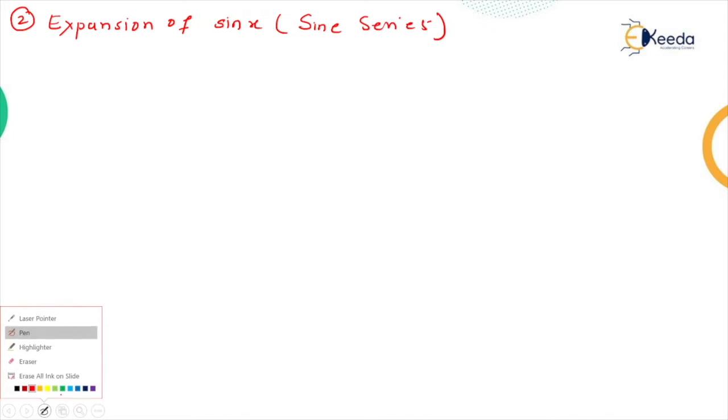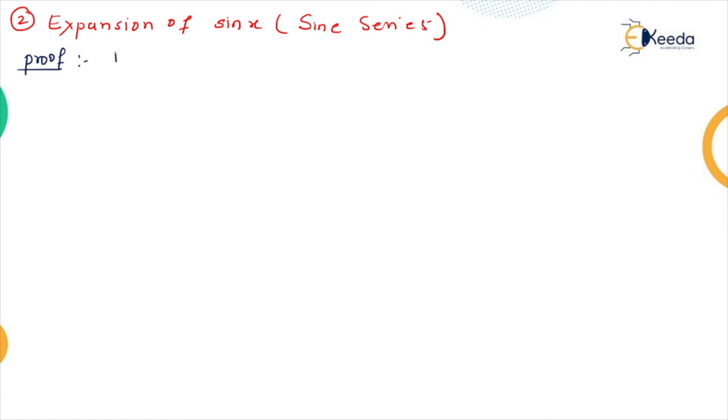So let's see what is the sine series and what is the expansion of sin x. Now, let y equal f of x, and it is nothing but sin x. You know the nth order derivative; we have already seen this concept in successive differentiation. So y_n is nothing but the nth order derivative, d^n upon dx^n of sin x.